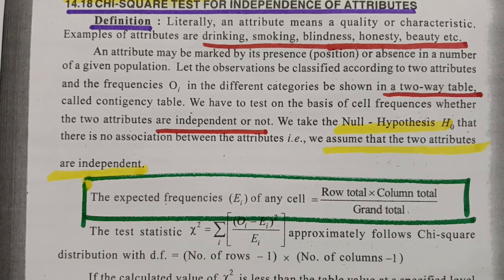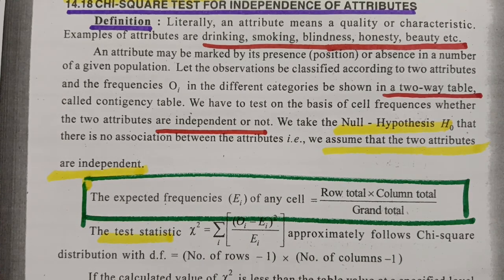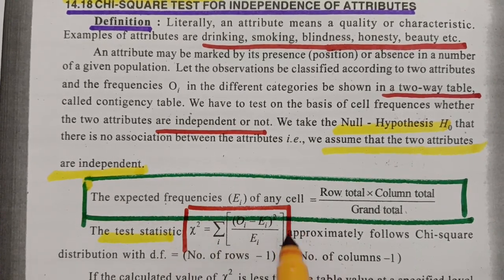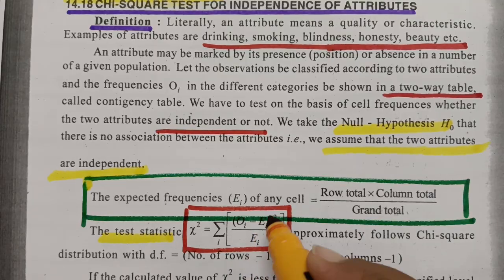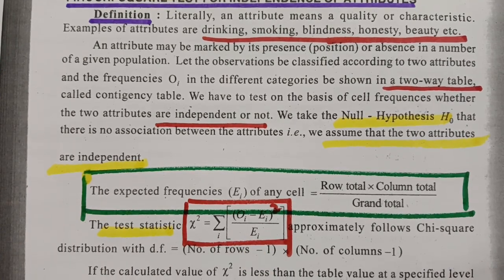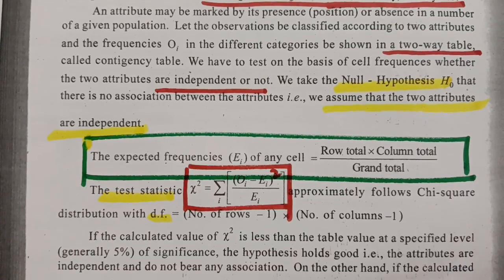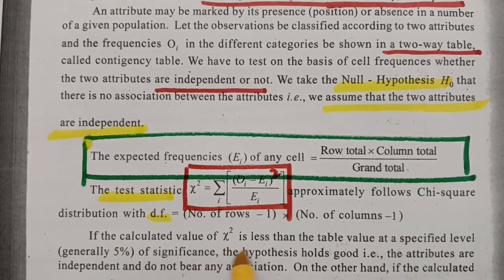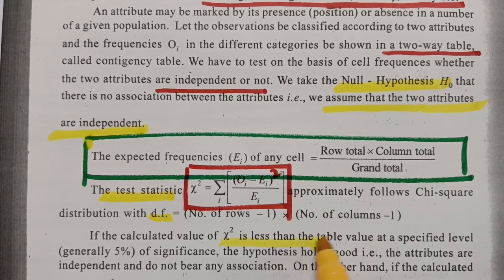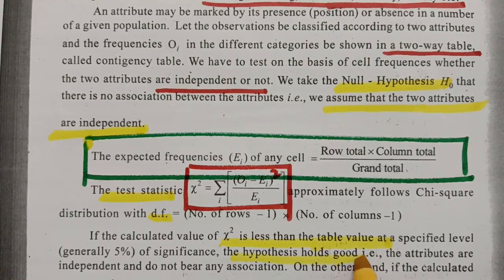And the fourth step, as usual, is the test statistic. The test statistic chi-square is sigma (Oi minus Ei) whole square by Ei. And the next one is degrees of freedom: number of rows minus 1 into number of columns minus 1 gives you the degrees of freedom. Then the level of significance: if the calculated chi-square value is less than the tabular value at 5% level of significance, then the hypothesis holds good.